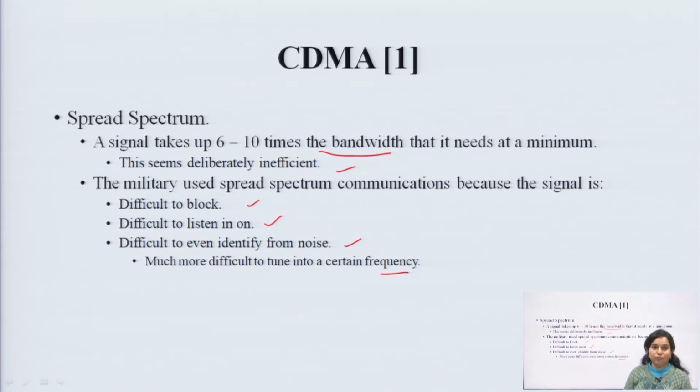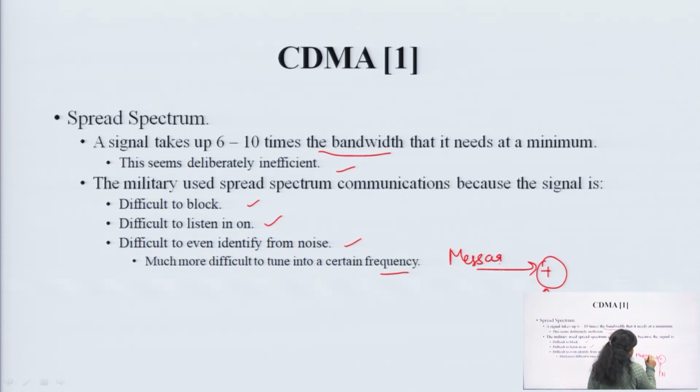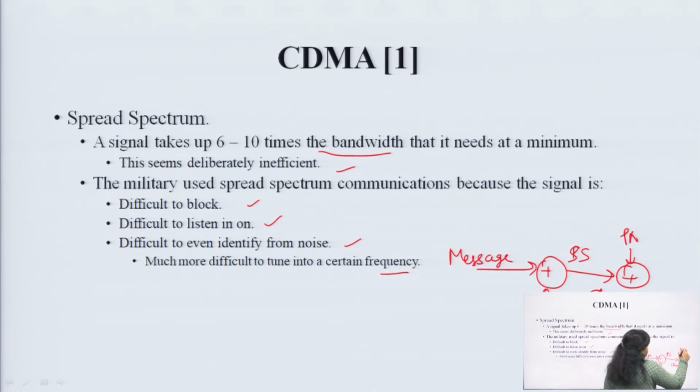CDMA is also based on the spread spectrum technique, which is closely related to the PN sequence. This is the PN sequence, and this is the message that you want to transmit. Then the spread spectrum signal will be generated and will travel over a channel. At the receiver side, it will again be modulated by the same PN sequence and you will get the message.